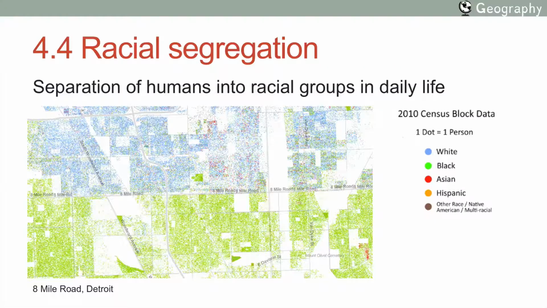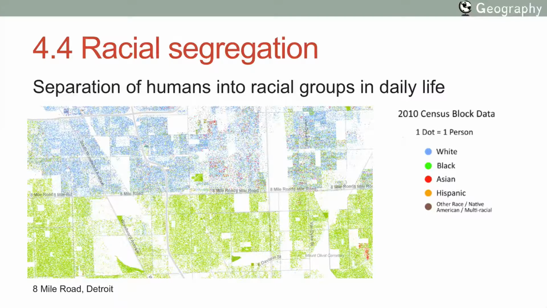Fortunately, we cannot talk about American cities without talking about racial segregation. Racial segregation is a separation of humans into racial groups in daily life. Look here on this very interesting map. Each dot represents a person by their ethnic origin. Black people are in gray, white people are in blue, Asiatic people are in red, Hispanic people are in orange, others are in brown. You can see on this picture that the spatial segregation is very clear.